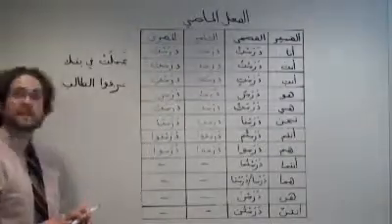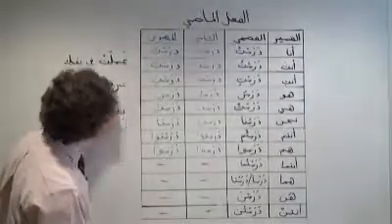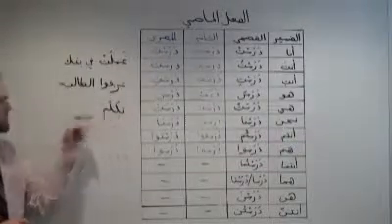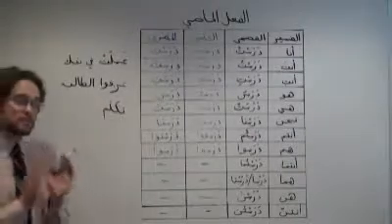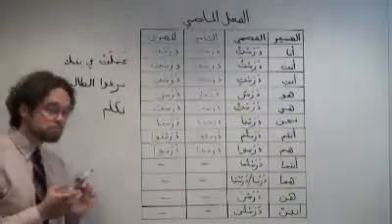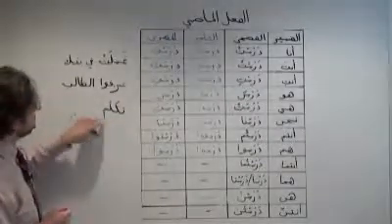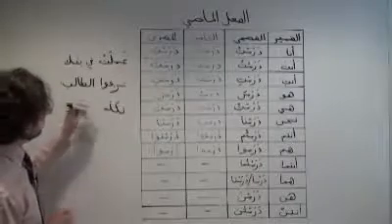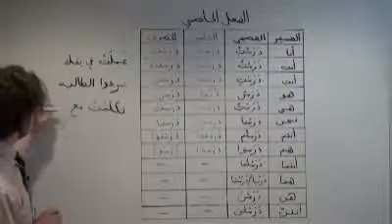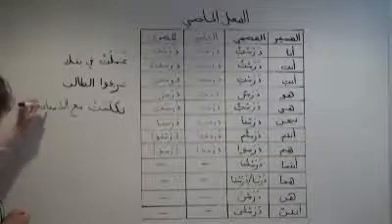Or if we wanted to say she talked with the professor, she spoke with the professor, we would take that stem again, takallama. Notice that ta is actually part of that stem. We're going to see more about this later when we talk about different patterns of verb, but the ta is part of the verb. She spoke, takallamat, ma'a al-ustadh.